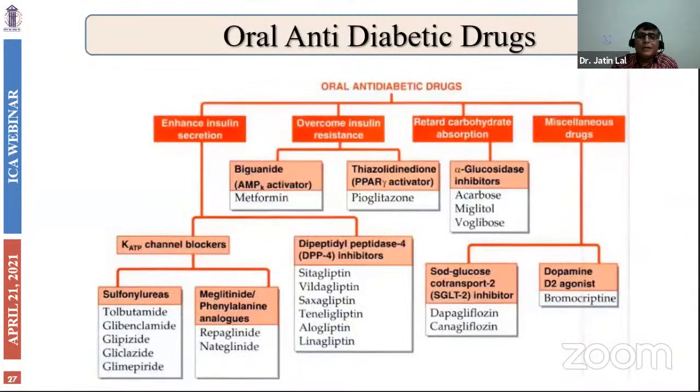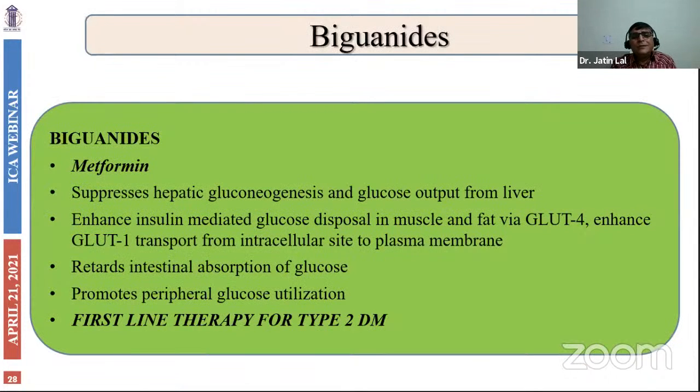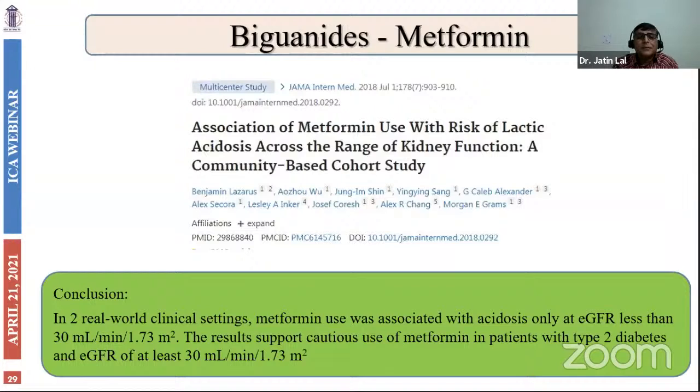Coming to the oral hypoglycemic agents, there are a myriad of hypoglycemic agents based on their mode of action. First are the biguanides. Only one agent is available, metformin. It suppresses hepatic gluconeogenesis and glucose output from the liver and enhances insulin-mediated glucose disposal in muscle and fat via GLUT-4, and enhances the movement of glucose transporter 1 from the intracellular site to the plasma membrane. It is a first-line therapy used for type 2 diabetes mellitus.